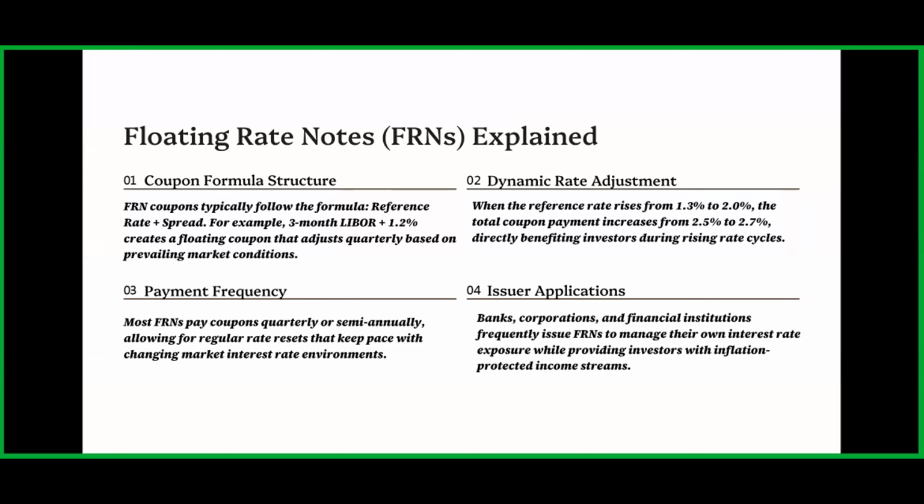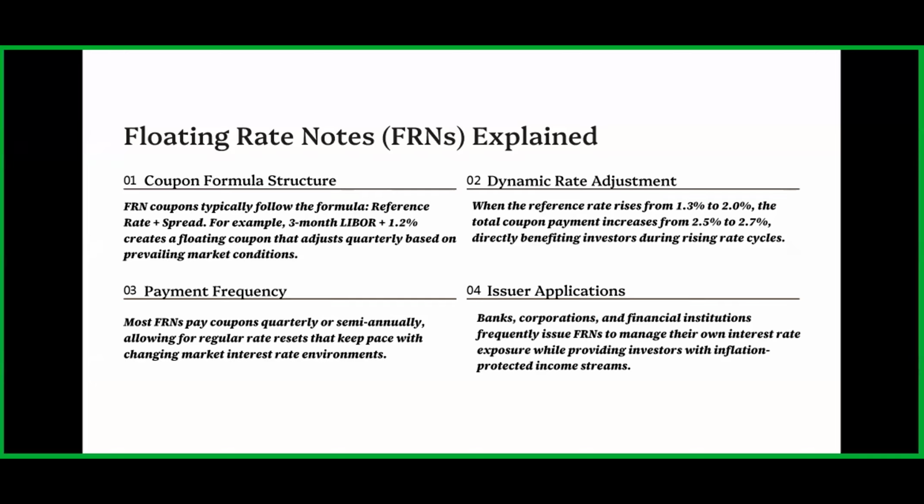Next one is the payment frequency. Most floating rate note coupons make payments on a quarterly or semi-annual basis, allowing for regular receipts that keep pace with the market. At every coupon payment, every installment, they first adjust the coupon rate according to the market conditions, according to the LIBOR rate, the London Interbank Offered Rate.